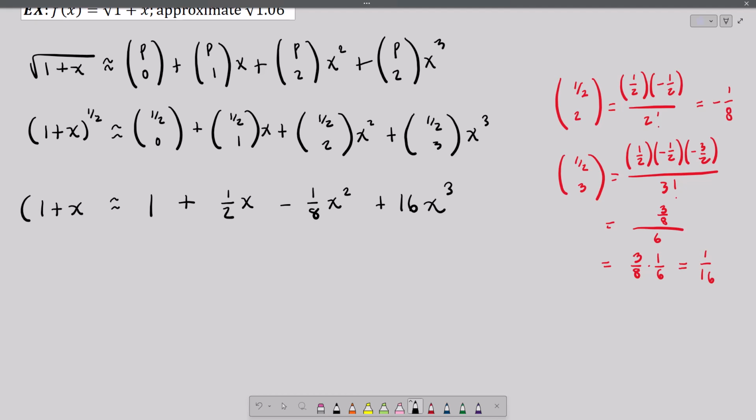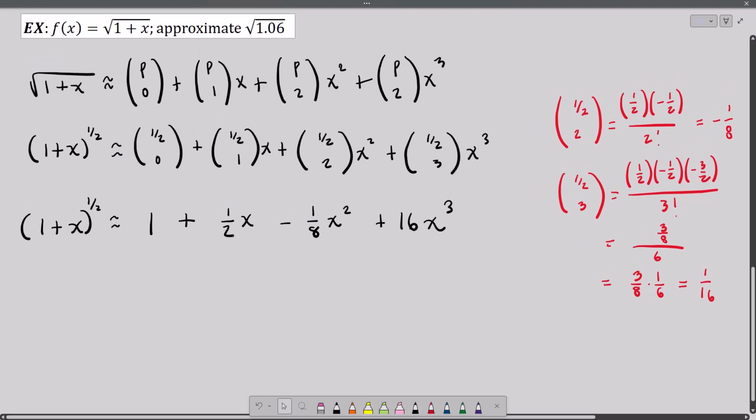Did I simplify that right? So 3 over 2 times 2 times 2 is 3/8. 3 factorial is 6. I think that's right. Yeah, I'm good with it. All right, so that is our approximation then. That is our binomial approximation for the non-zero terms.